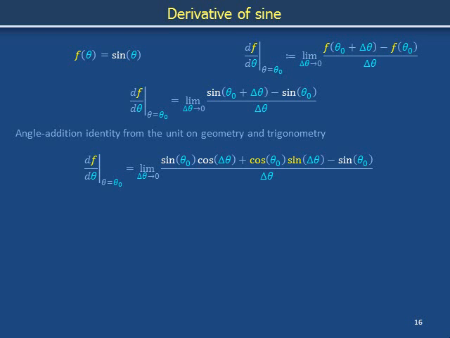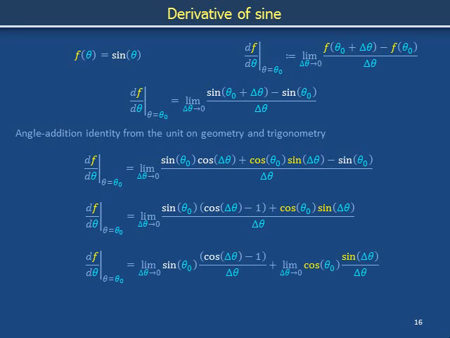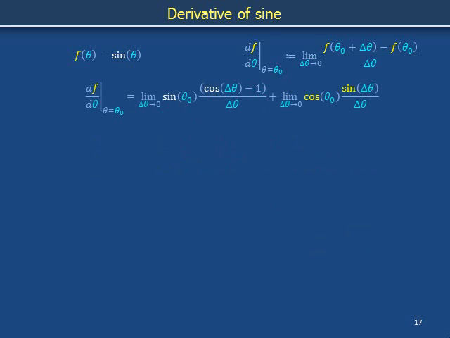Collect the terms formatted in white font in the numerator so that they read sine on theta naught times the quantity cosine delta theta minus 1. Then split the limit into two pieces. The limit as delta theta approaches 0 of sine on theta naught times the ratio cosine delta theta minus 1 over delta theta, and the limit as delta theta approaches 0 of cosine on theta naught times the ratio sine delta theta over delta theta. Move that equation up for space.